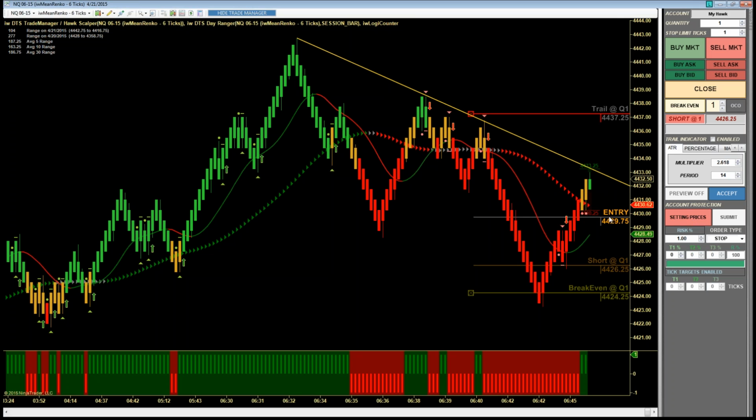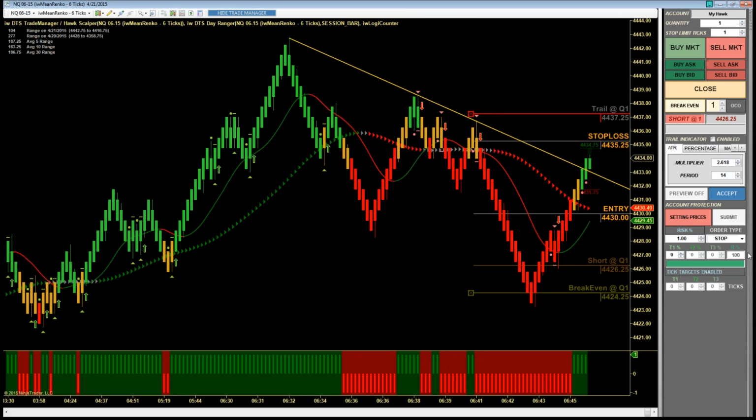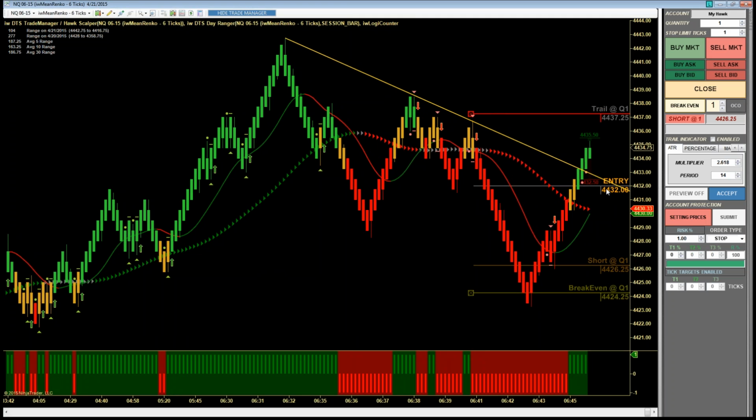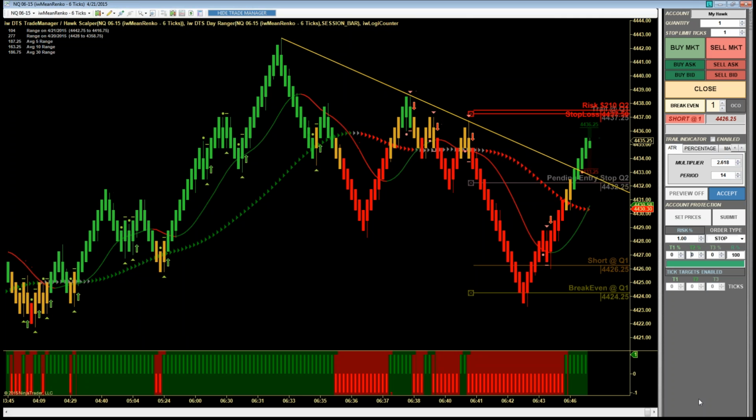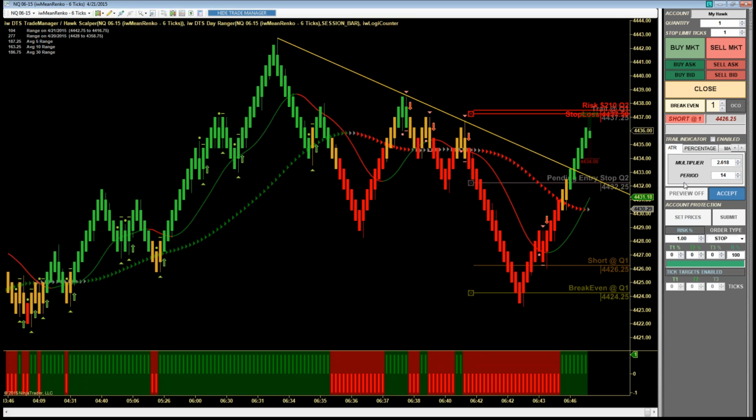Here's something I haven't tried before. I don't know if Trade Manager will allow me to enter another trade while I have one going. So let's say I do that. Let's see if it allows me to place two. Nope, I'm not going to.